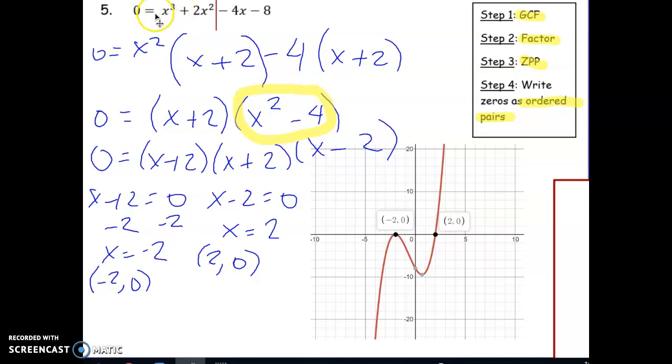You can also see that because this one was an x to the third to start with, it didn't make a U shape. It made this kind of squiggly shape. X to the third looks like that. So here are our two x-intercepts, which match with the solutions that we found when we factored.